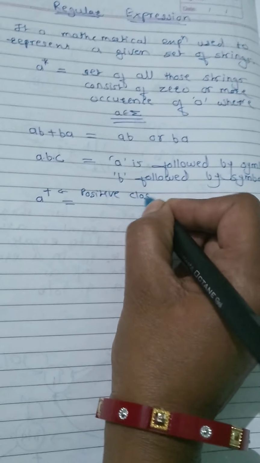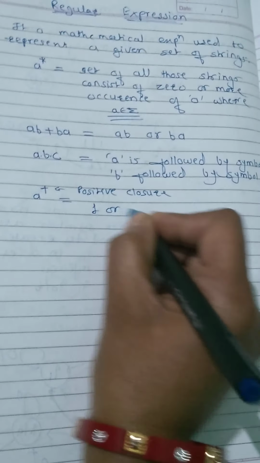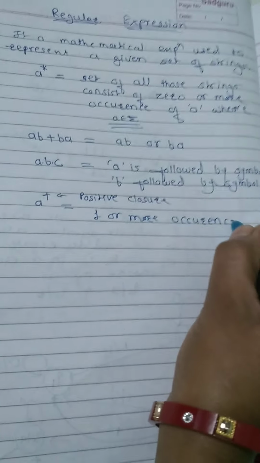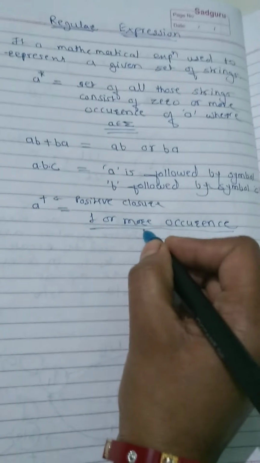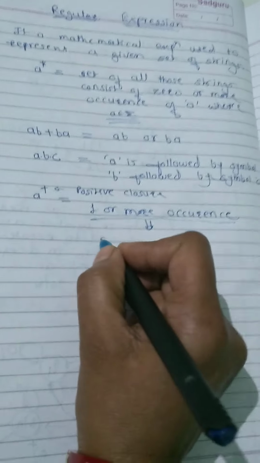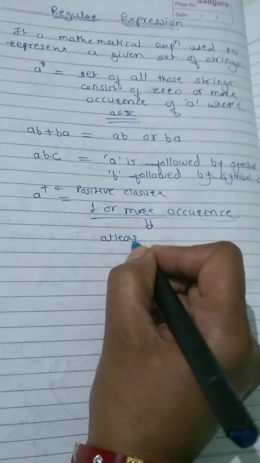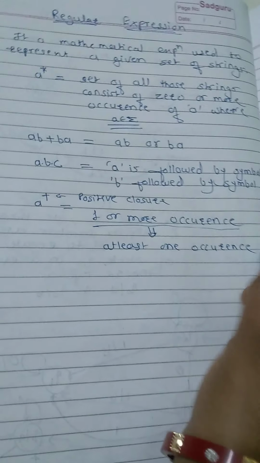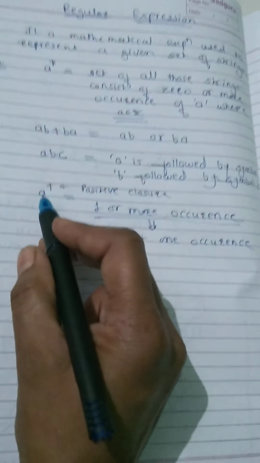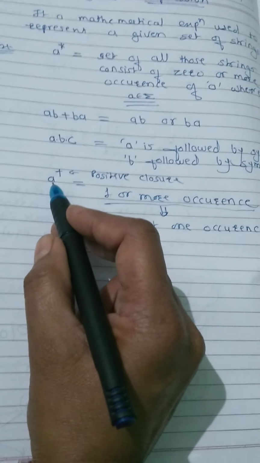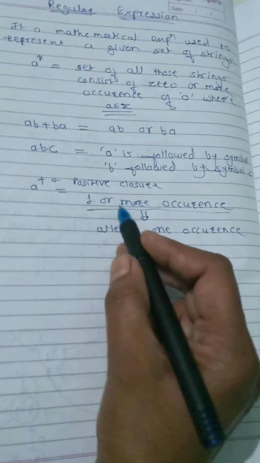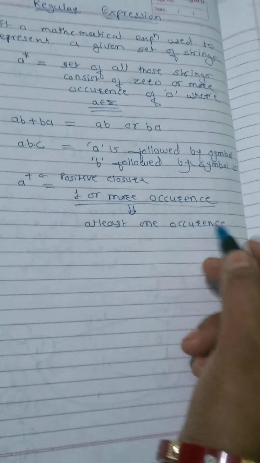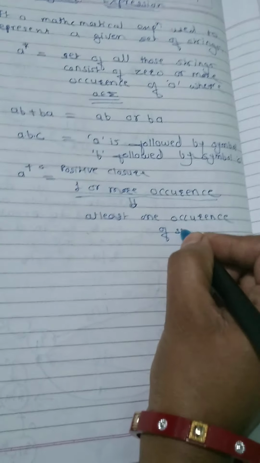And meaning of positive closure is one or more occurrences. For this we have one suitable word, that is at least one occurrence. That is nothing but the positive closure. So here it is imposed on the symbol A. So we can complete the language like one or more occurrences of symbol A, or at least one occurrence of symbol A.